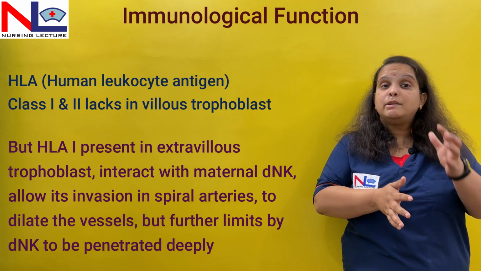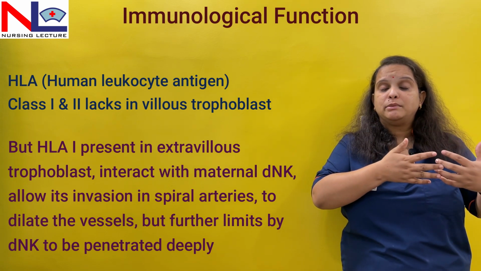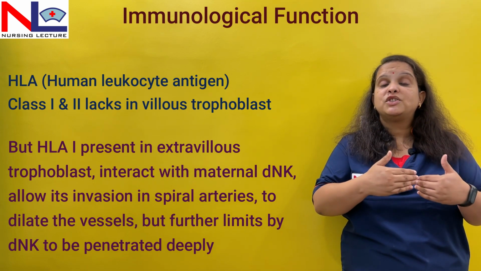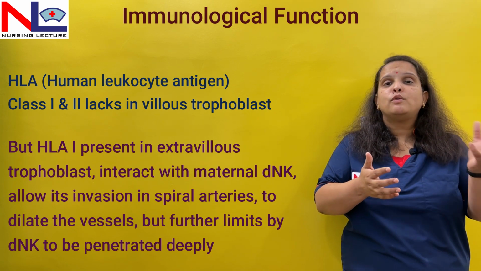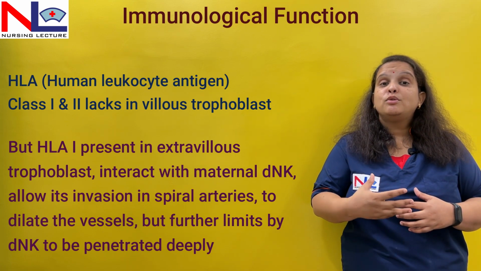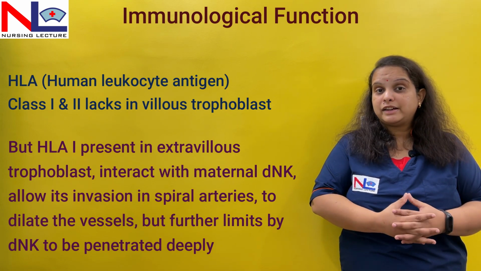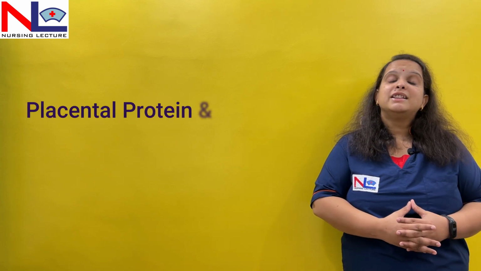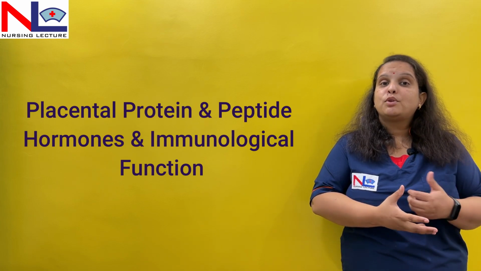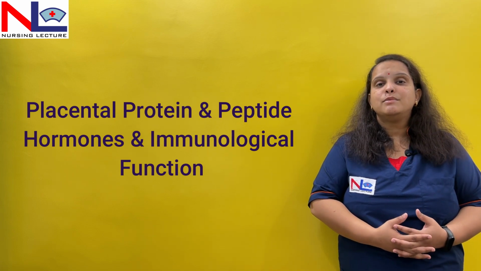But it also limits the invasion. It will not allow these cells to invade deeper up to the myometrium or perimetrium. So it limits invasion to the endometrium itself, but helps in invasion so that the vessels get dilated more and flow is greater toward the fetus. This is how the placenta provides the immunosuppressive effect toward the fetus, and the fetal graft is not rejected by the mother. In this lecture we have discussed the functions of the placenta, that is the protein hormones produced from the placenta, HPL and HCG, and the immunological function.